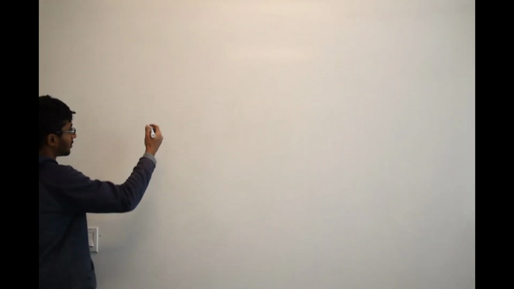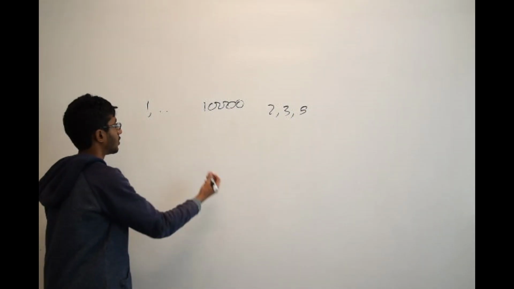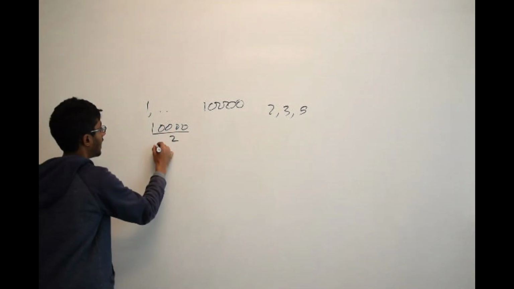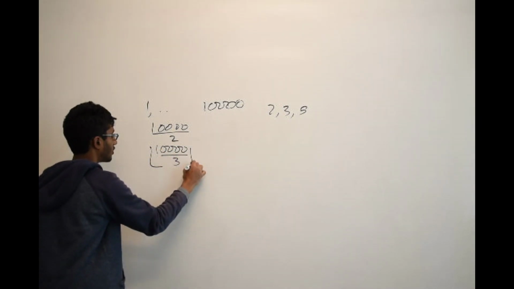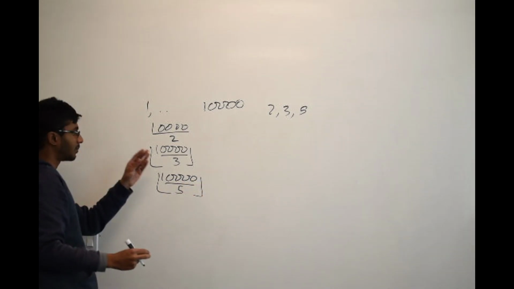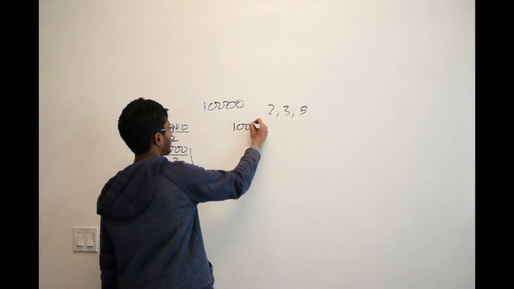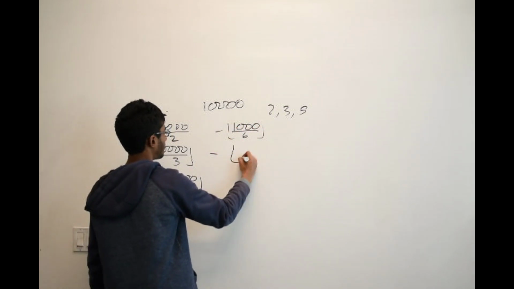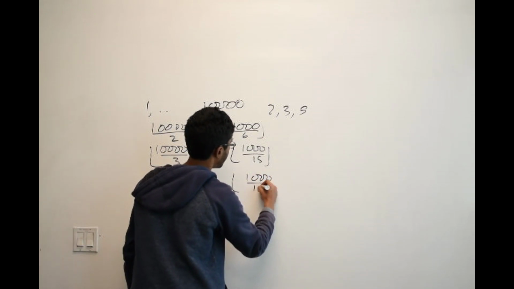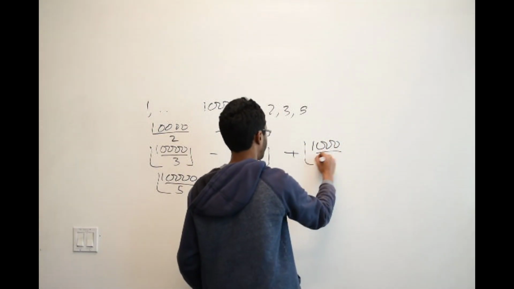It asks for the number of integers from 1 to 10,000 that are multiples of at least 1 of 2, 3, or 5. There are 10,000 divided by 2 multiples of 2, and 10,000 divided by 3, the floor of this, multiples of 3, and the same goes for 5. Now we need to subtract the multiples of 6, 15, and 10 because we're overcounting them. So we subtract 10,000 over 6, 10,000 over 15, and 10,000 over 10. Finally, we add back 10,000 over the LCM of all 3 of these numbers, which is 30, because of the principle of inclusion and exclusion.